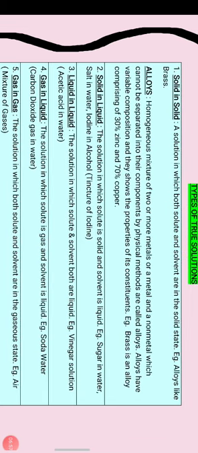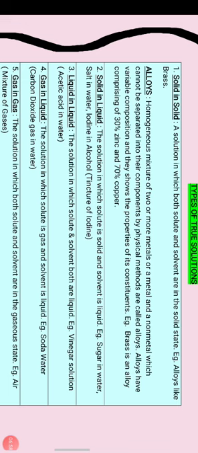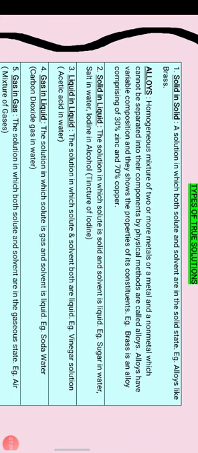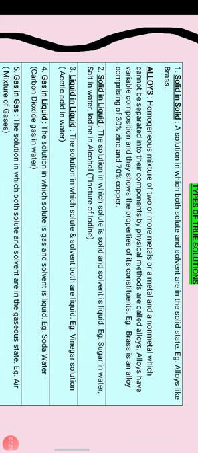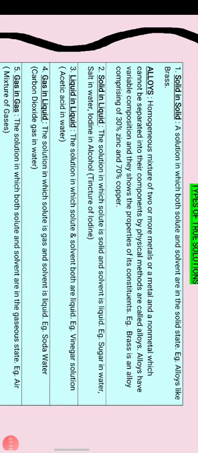The fourth type is gas in liquid. Gas in liquid means gas is solute and liquid is solvent. So the example is soda water. All of you have seen soda water that contains carbon dioxide gas. So soda water contains carbon dioxide gas in the liquid as solvent.